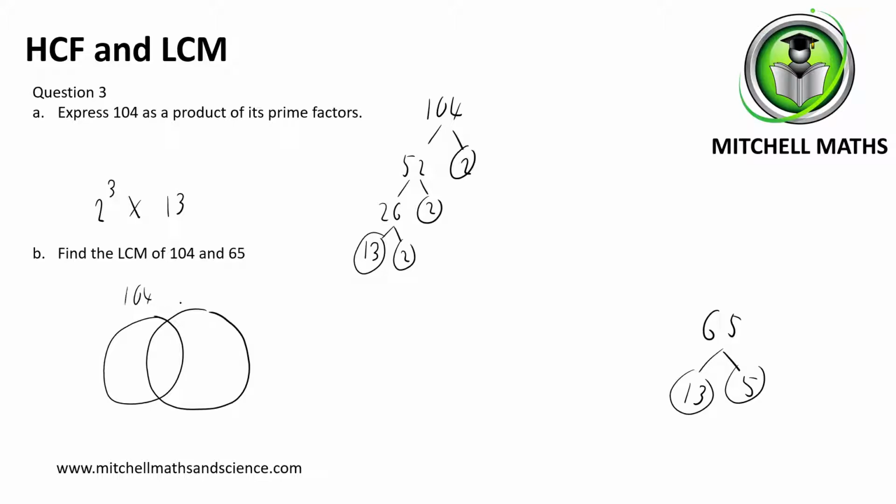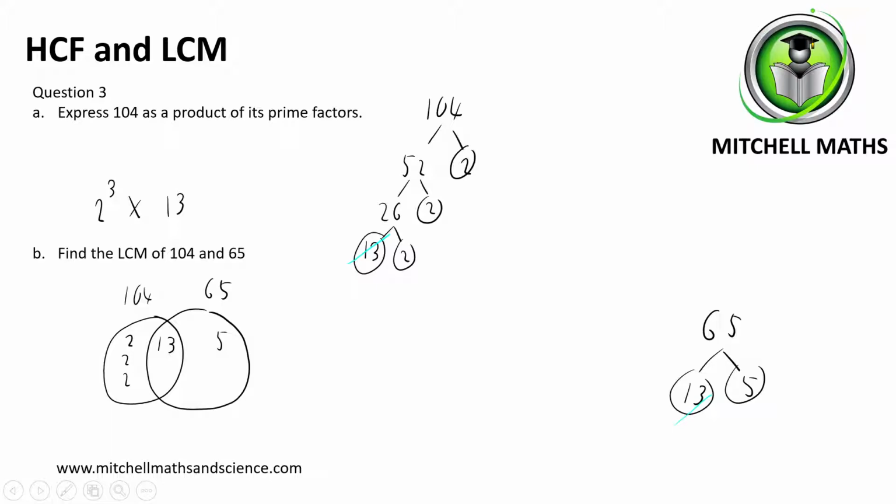104 and 65. And if we look at what appears in both, well, the 13 does. So if I cross that out in both of them, and I think that's the only thing that appears in both, so I'll put 13 in the middle. I've got two number 2s in 104, so I'll have 1, 2, 3, and I've got a number 5 in 65. Now, the highest common factor for that will be 13, because that's the only number in the middle.